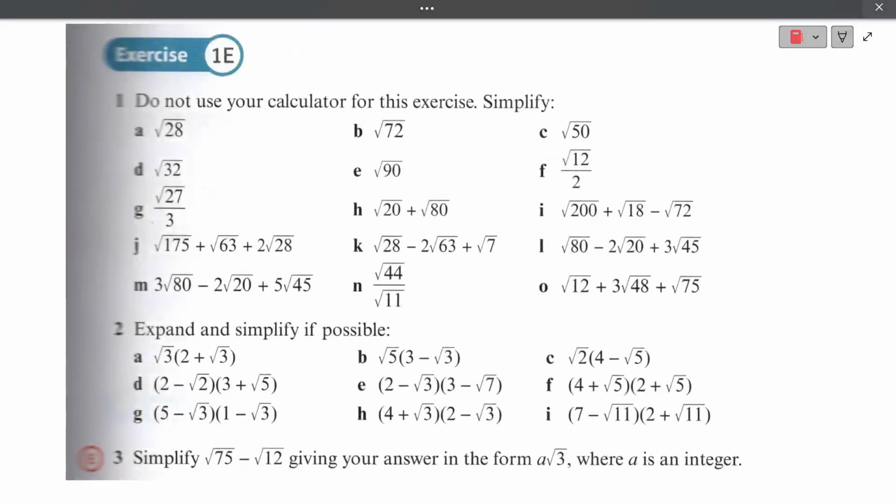So why don't you have a little go now at some of these questions on the screen. This comes from the textbook, and it's a bit of adding surds and then also expanding brackets. Pause the video now, and I will then put the answers on momentarily.